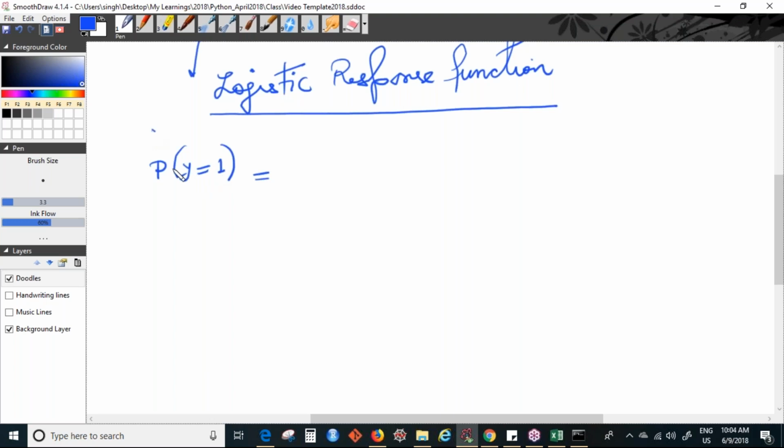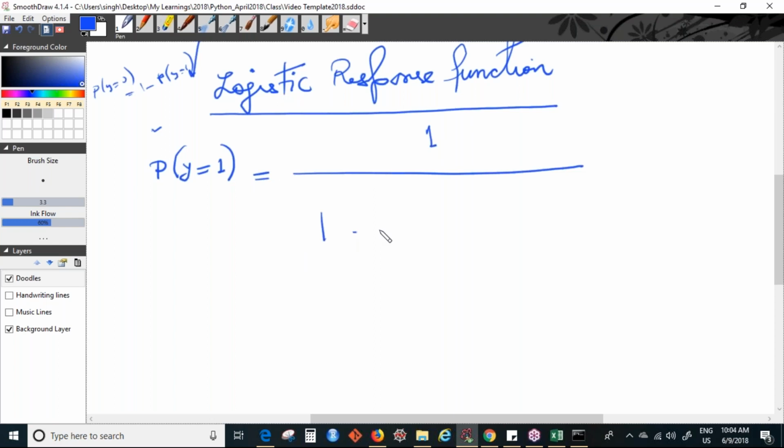Once you have this, you can easily find the probability of y is equal to 0, because the sum of the two is 1. You all know that total probability is always 1. So if you want to find the probability of y is equal to 0, you just do 1 minus the probability of y is equal to 1. Now how does the logistic response function look? It looks like this.